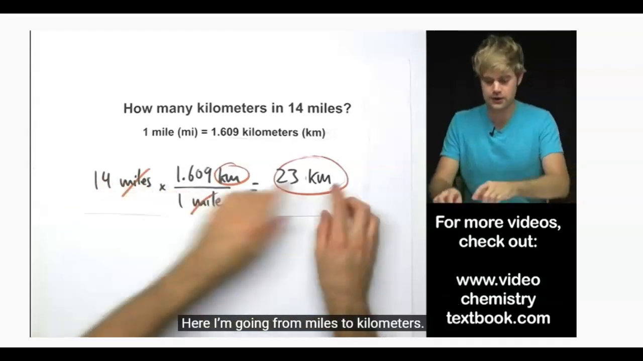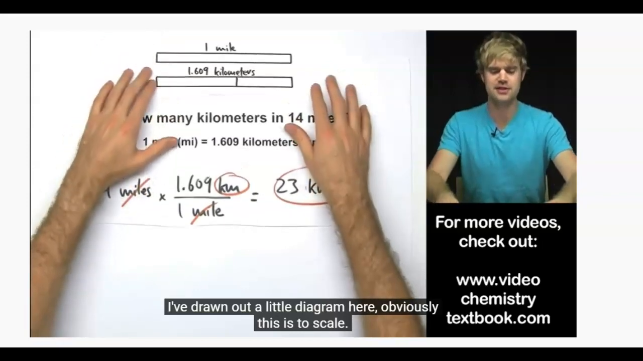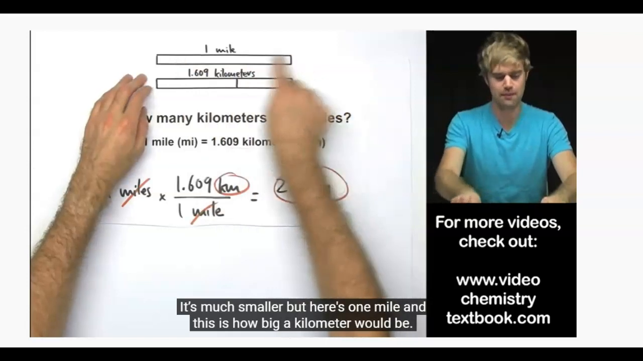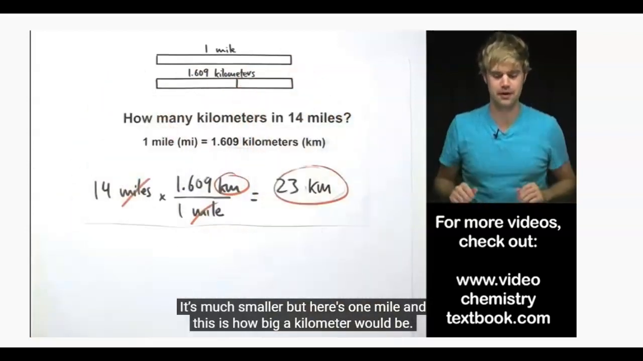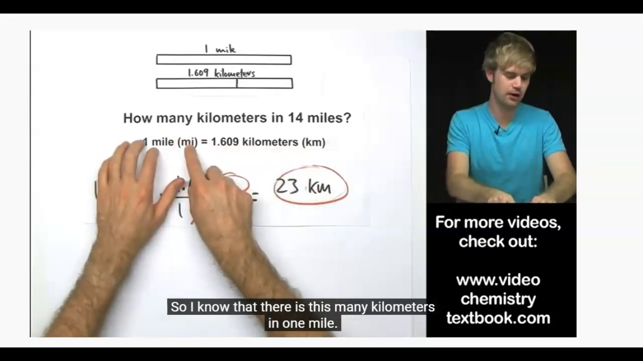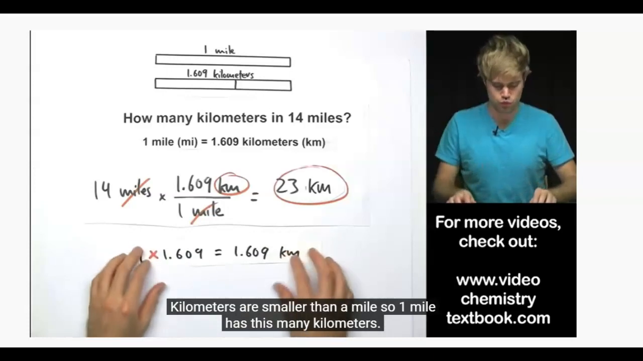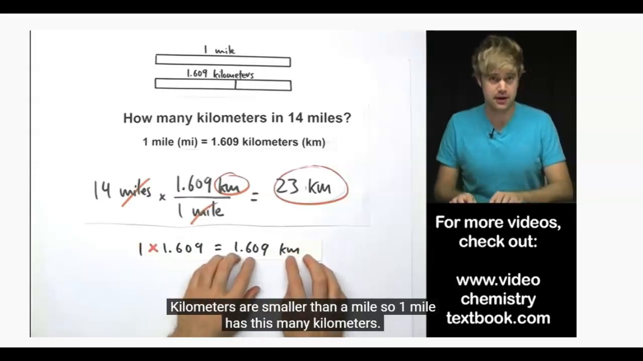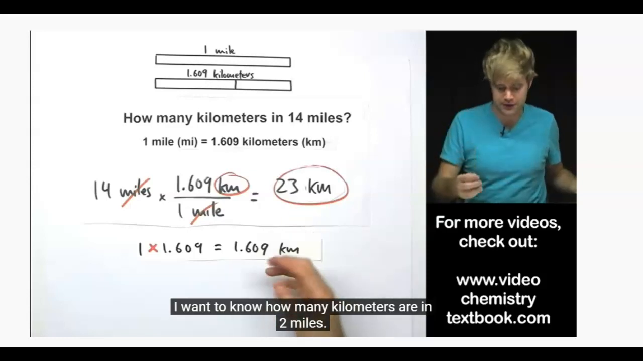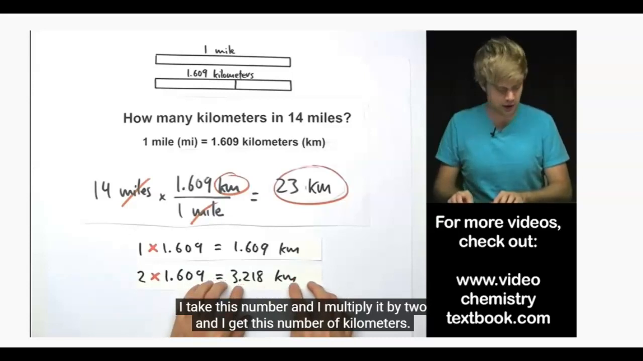Here I'm going from miles to kilometers. I've drawn out a little diagram here. Obviously this is not to scale. It's much smaller, but here's 1 mile, and this is how big a kilometer would be. So I know that there are this many kilometers in 1 mile. Kilometers are smaller than a mile. So 1 mile has this many kilometers. I want to know how many kilometers are in 2 miles. I take this number and I multiply it by 2, and I get this number of kilometers.